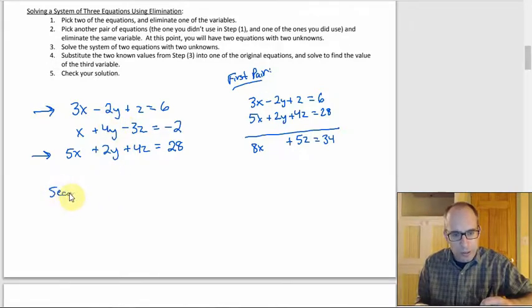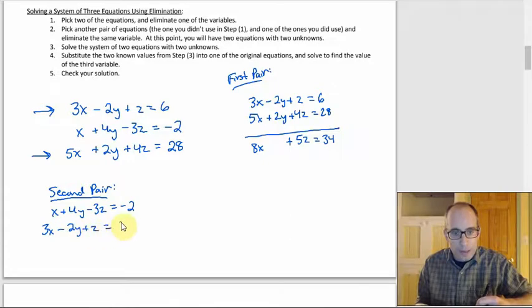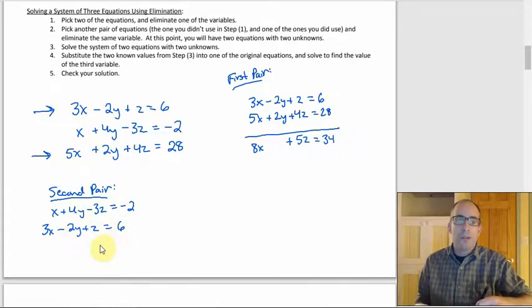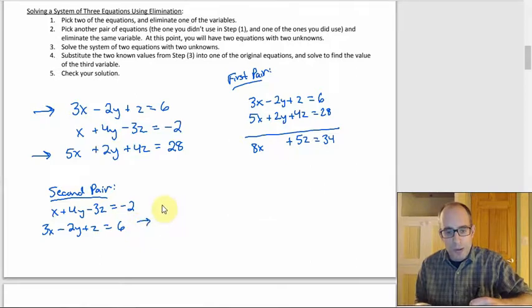So for my second pair, I need the x plus 4y minus 3z equals negative 2 because I haven't used that yet. But then I'm going to take the top one because the y terms have opposite signs, right? This one's negative. And I want to get rid of y again. So I would just multiply both sides of the bottom one here by 2. That way I'd have a 4y on the top and a negative 4y on the bottom. So I would leave this top one alone, x plus 4y minus 3z equals negative 2, and then multiply both sides of the bottom one by 2.